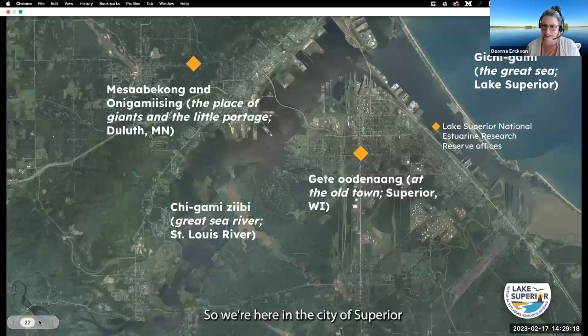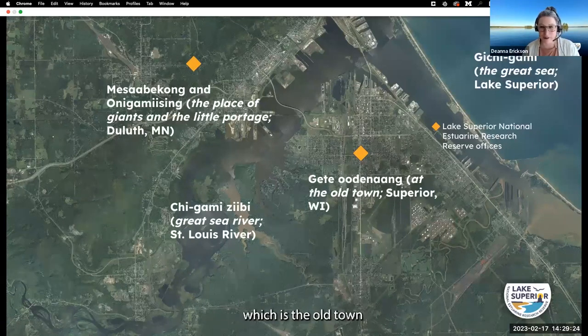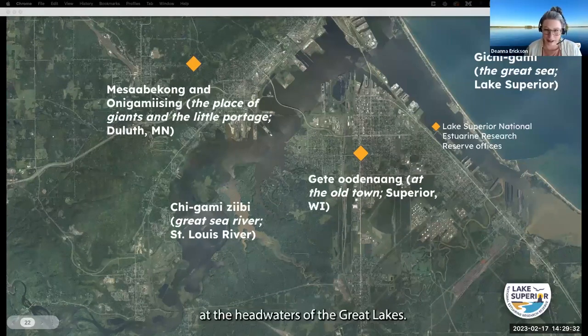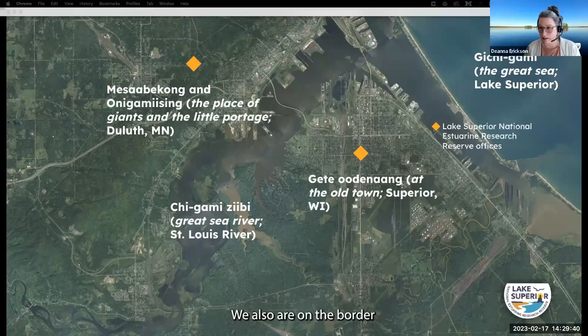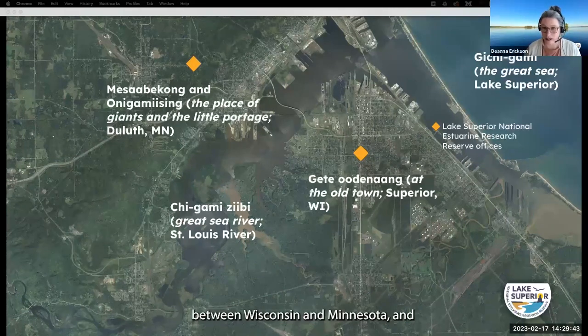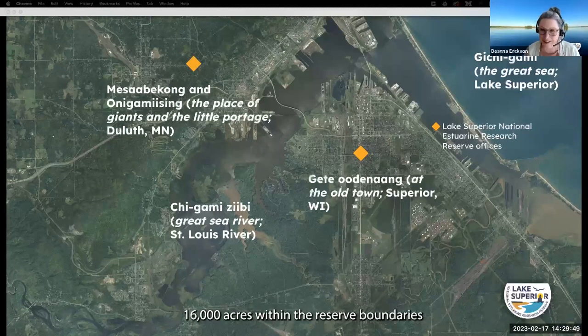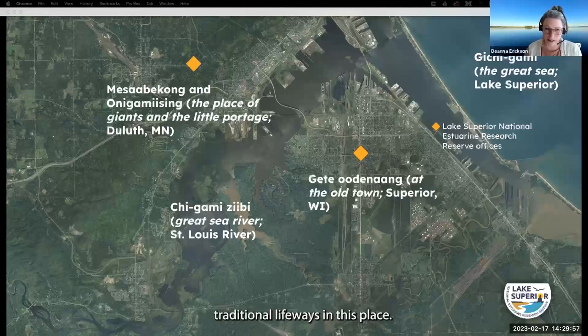So we're here in the city of Superior, Ogete-o-Denang, which is the old town, on Chigamezib, the St. Louis River, the Great Sea River, at the headwaters of the Great Lakes. So we sit on the border between the 1854 and the 1842 treaties. We also are on the border between Wisconsin and Minnesota. And every one of our 16,000 acres within the reserve boundaries includes ceded territory rights to hunt, fish, gather, and practice traditional lifeways in this place.